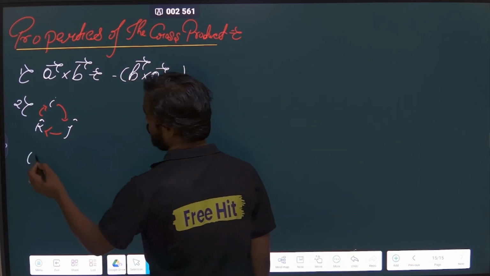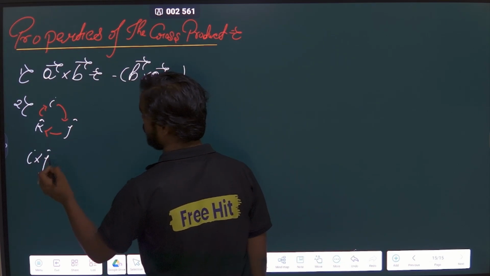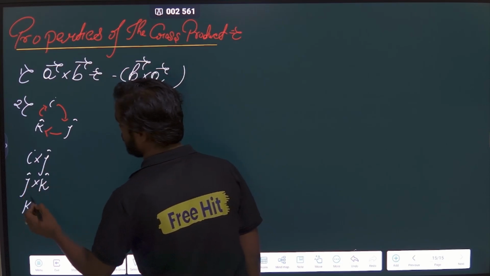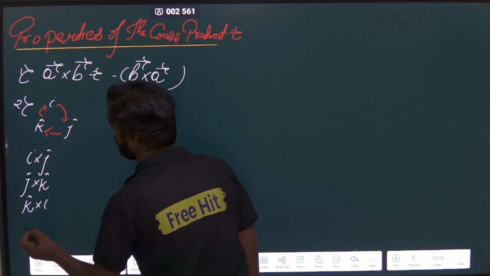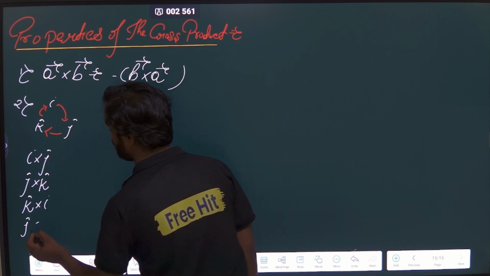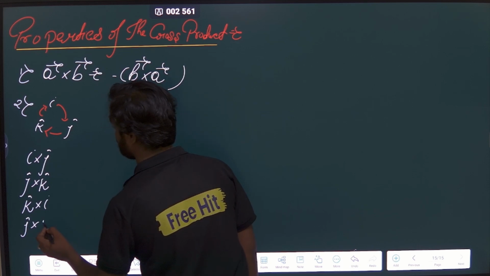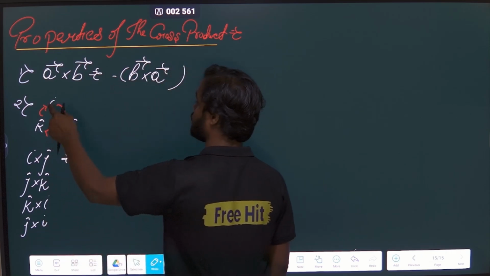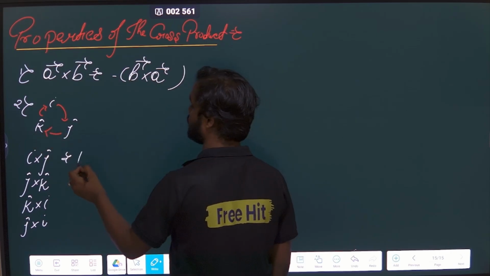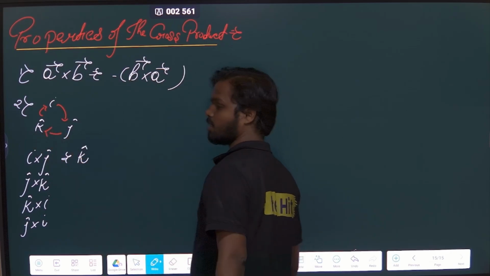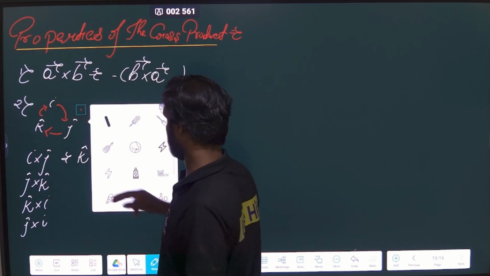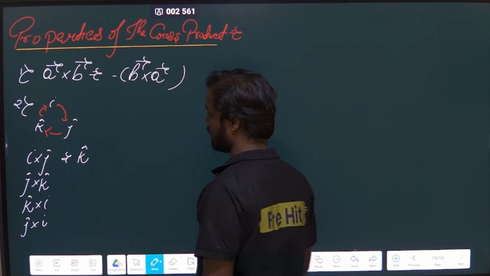Suppose I ask you, what is I cross J? What is J cross K? What is K cross I? What is J cross I? So I cross J means I is crossing with J. We will get K. Why are we getting plus K? Why no minus K? Because we are moving in the same direction, I and J is coming. That's why we are directly getting plus K.